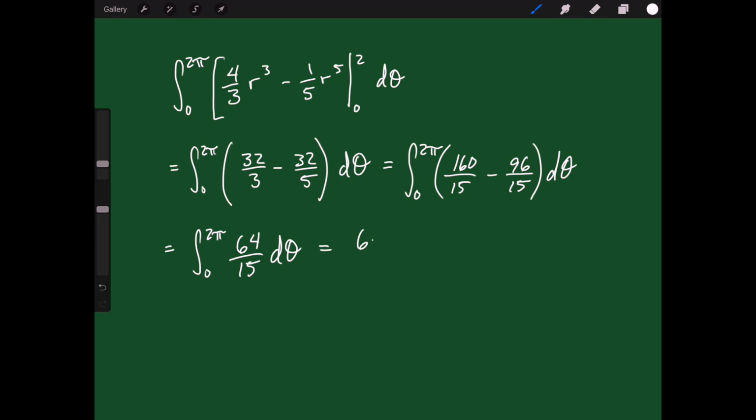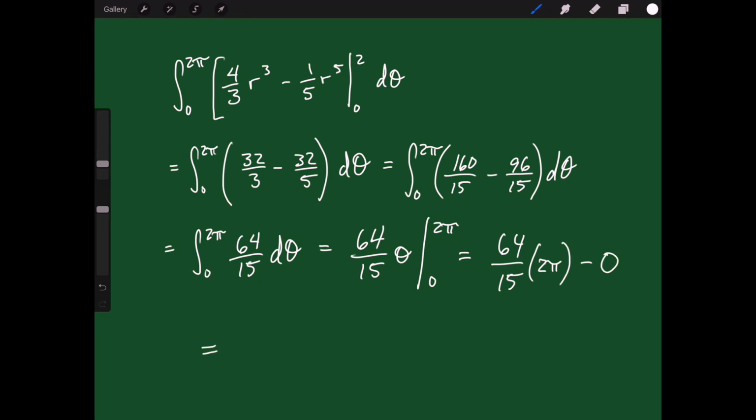Antiderivative is just 64 over 15 theta, evaluated from 0 to 2 pi. Let's plug things in, and I get 64 over 15 times 2 pi minus 0, which gives me 64 times 2, of course, is 128 pi divided by 15.